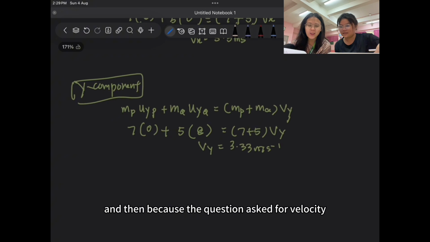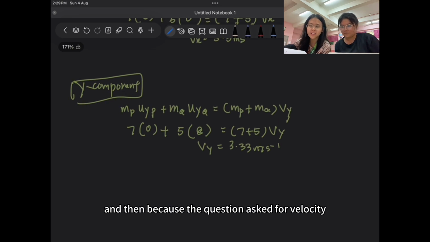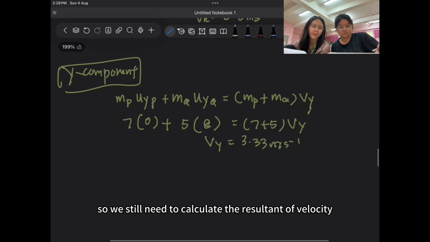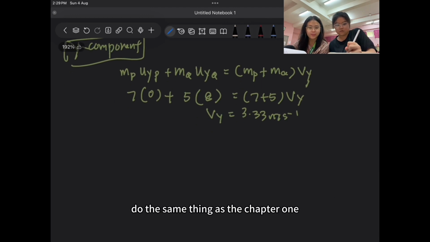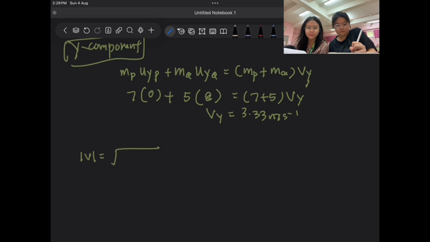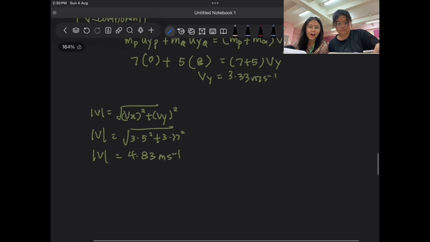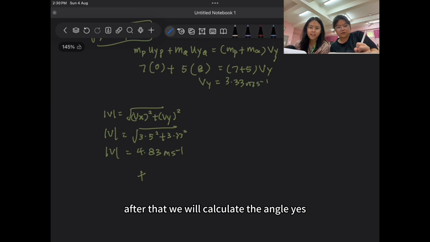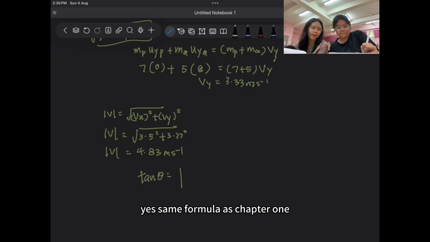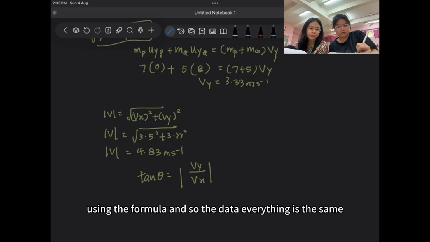Because the question asks for velocity, we still need to calculate the resultant velocity, doing the same thing as chapter 1. Vx squared plus Vy squared equals 3.5 squared plus 3.33 squared, which gives 4.83 meters per second. After that, we'll calculate the angle, also using the same formula as chapter 1. Using the formula and inserting the data, everything is the same.